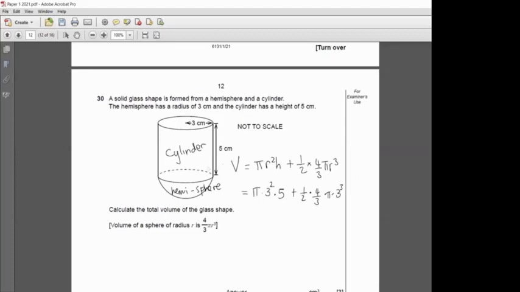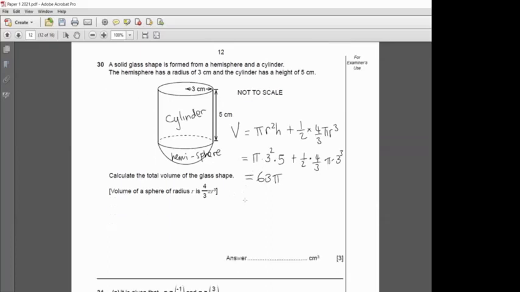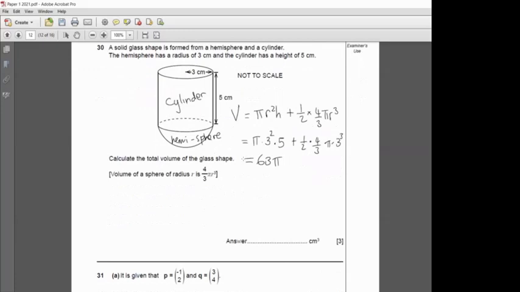And my calculator gives me 63 pi. Okay, so we're told to either use pi on our calculator or 3.142. I use the one on my calculator. Then in decimal, this is 197.9203372. And leaving it to 3 significant figures, this is 198 centimeters cubed.